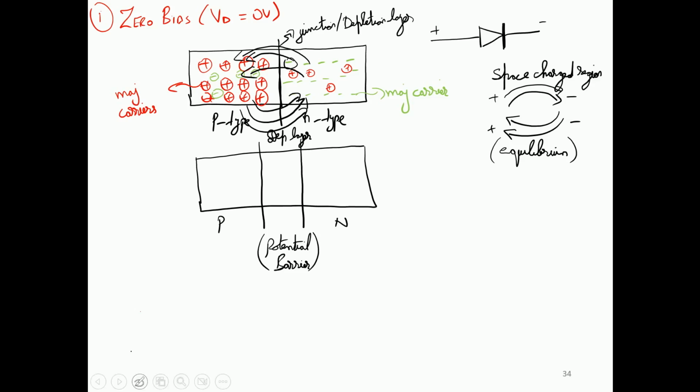So if I have positive over here, and if I have negative over here, now what happens when they were moving from one place to the other?